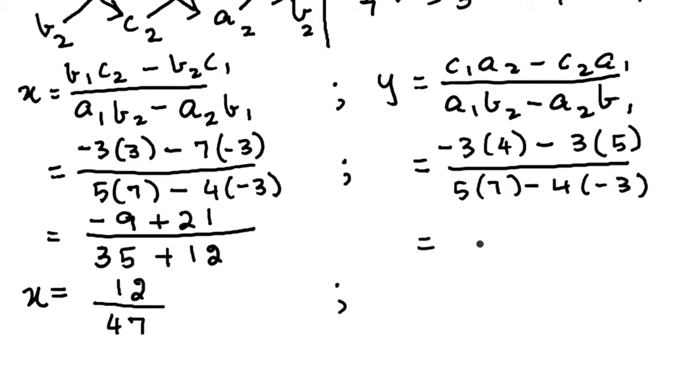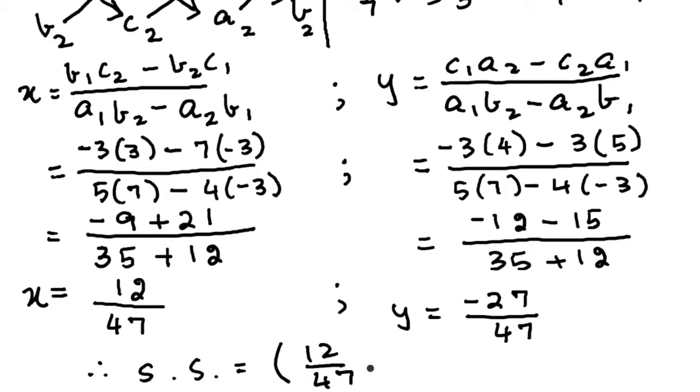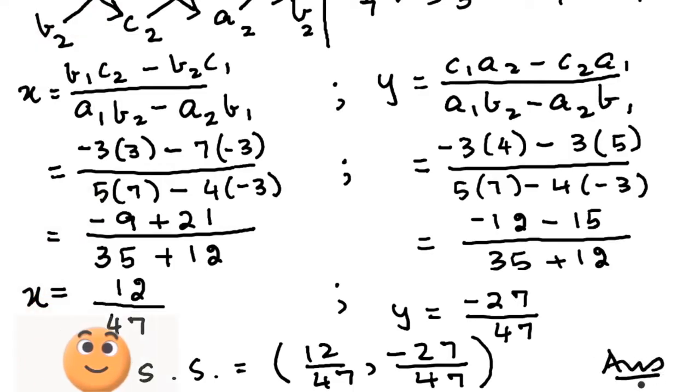Let us see our Y value. This will be -12, this will be -15, this will be 35, plus it will be 12. That will give us -27 upon 47, and that is our value of Y. So therefore the solution set is going to be 12 upon 47, comma, Y value is -27 upon 47. Okay, and that is our answer.